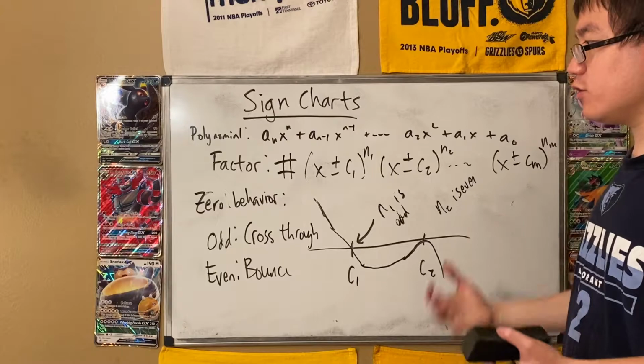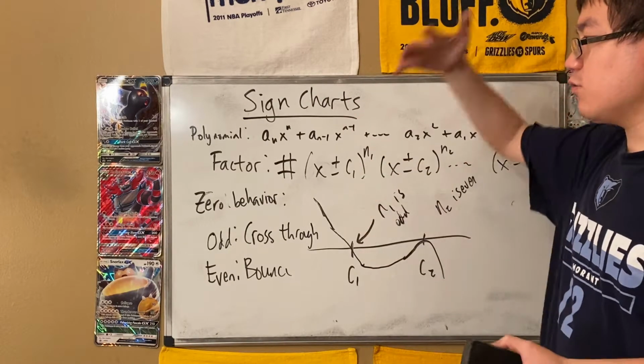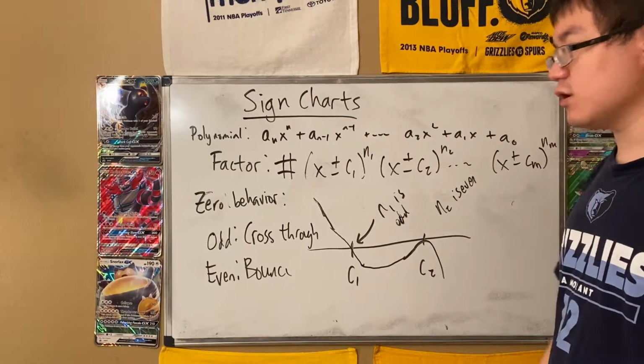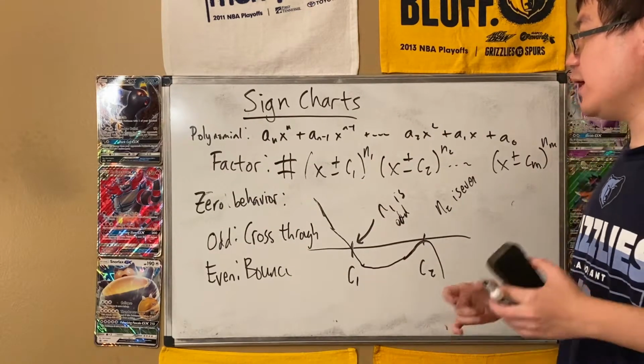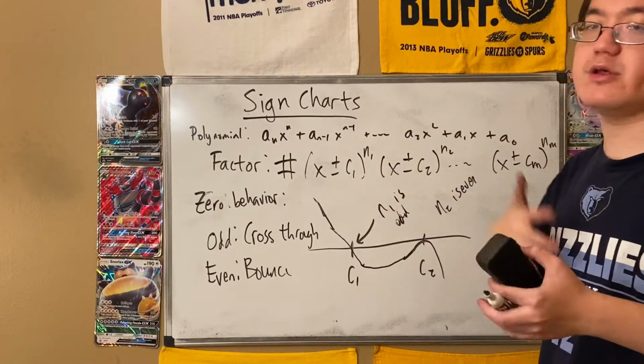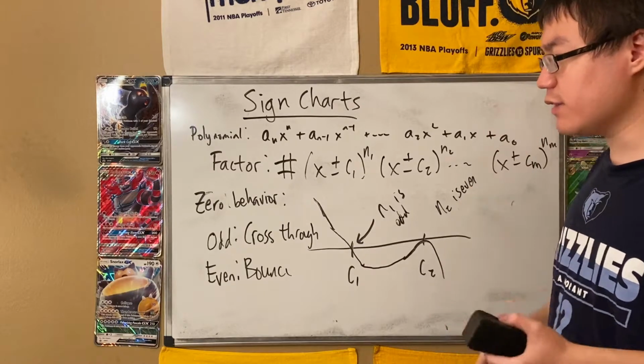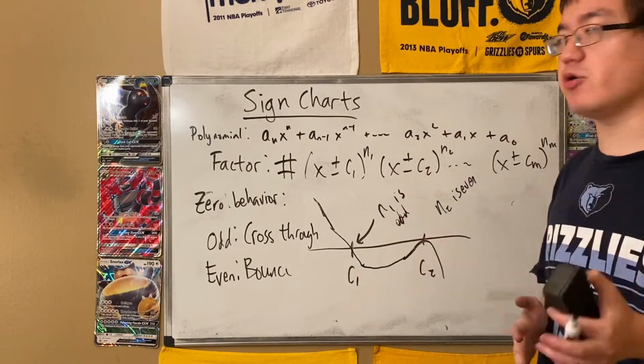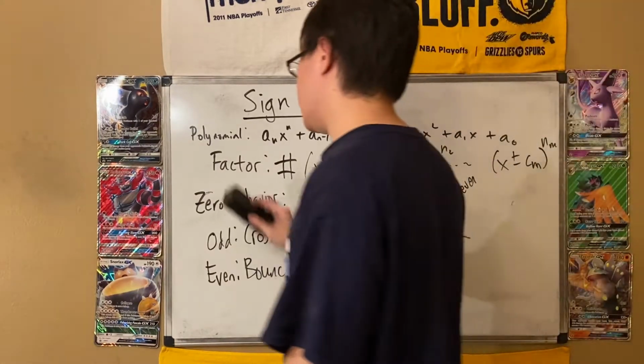Hopefully you've written down how to do this. Again, really three steps. We're going to factor everything as much as possible. We're going to determine end behavior by counting up the number of zeros and looking at whether this is positive or negative. Then we're going to do zero behavior, either bouncing or going through at every single zero. So let's see how this works.